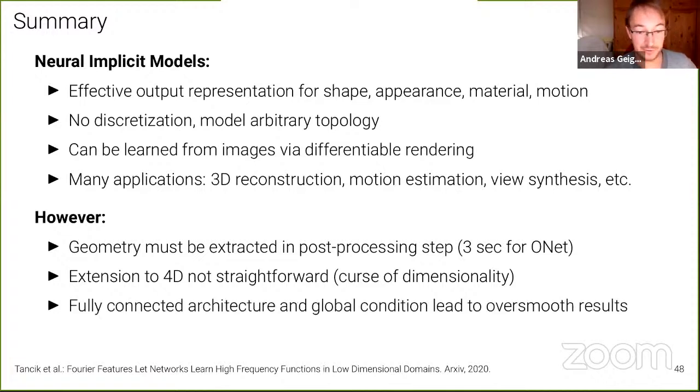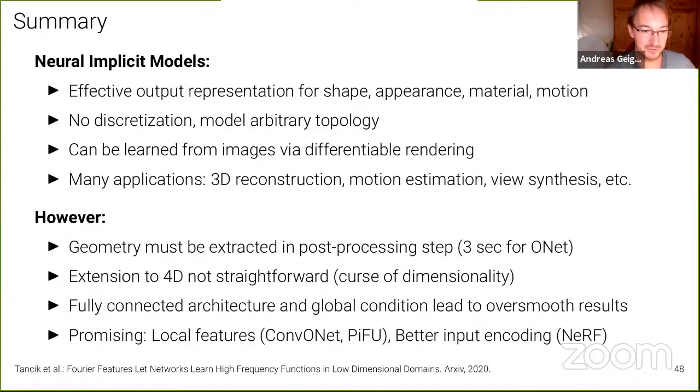And the fully connected architecture and the global condition lead to heavily oversmooth results that basically just work on simple objects. But there are some promising directions, for instance, using local features like in conv-ONet or PIFu, or more sophisticated input encodings for these MLPs like in NeRF.